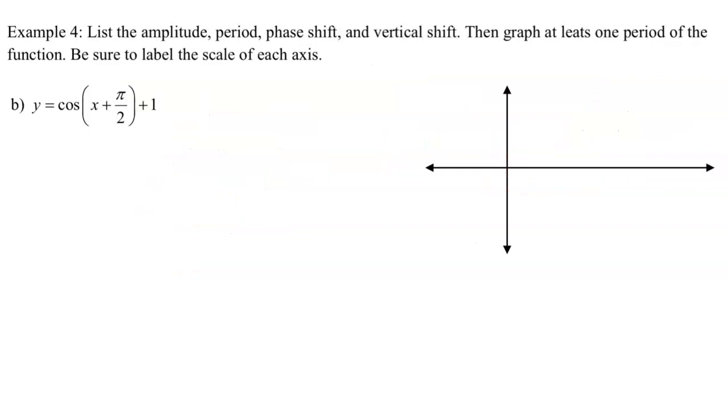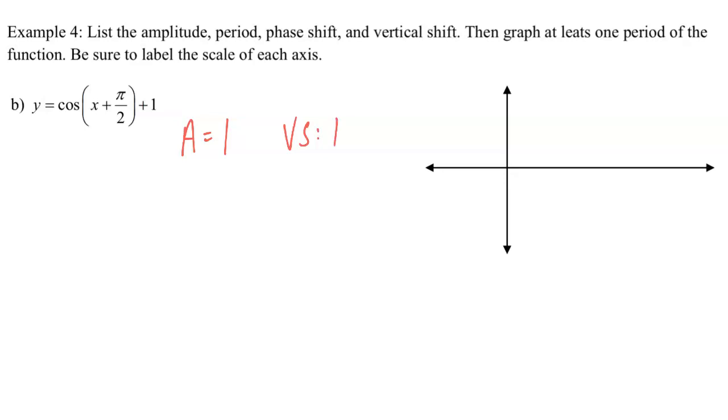Okay, here on example B, we notice that for the first time we're going to have a phase shift because I've got a plus pi over 2 in here in the parentheses along with the x. And so we'll get there eventually. Let's start, as always, with that amplitude, which is the coefficient in front of cosine, which is just 1. And then my vertical shift is at the end of the function. That is also positive 1.